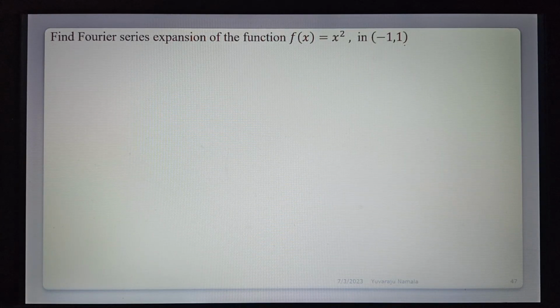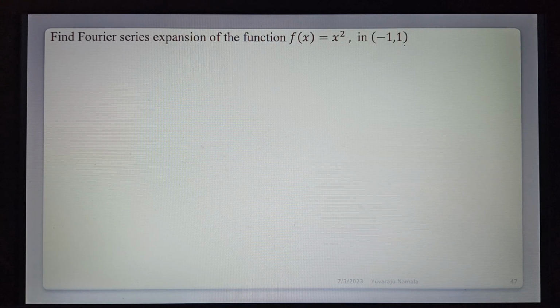Hi students, today in this lecture we are discussing some problems on Fourier series expansion of the given function. In the previous lecture we also completed some problems, and in this lecture we will look at some other types of functions. So, first example: find the Fourier series expansion of f(x) = x square in the interval minus 1 comma 1.